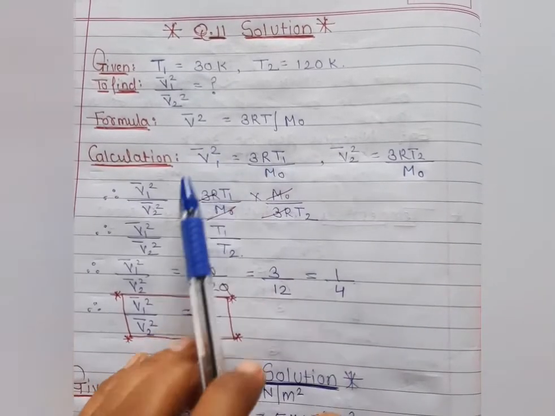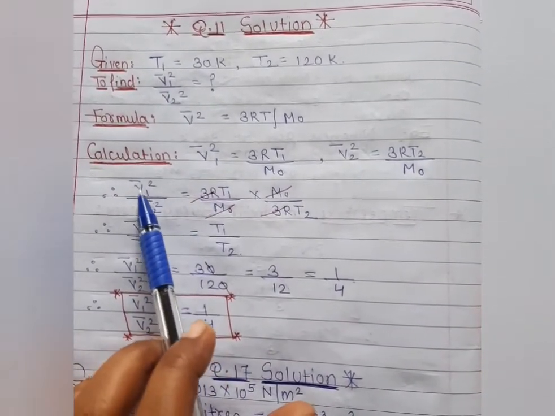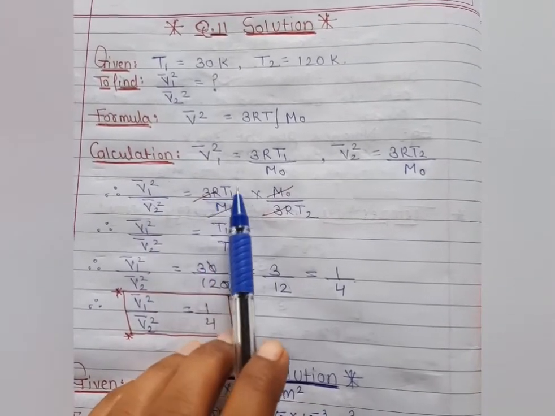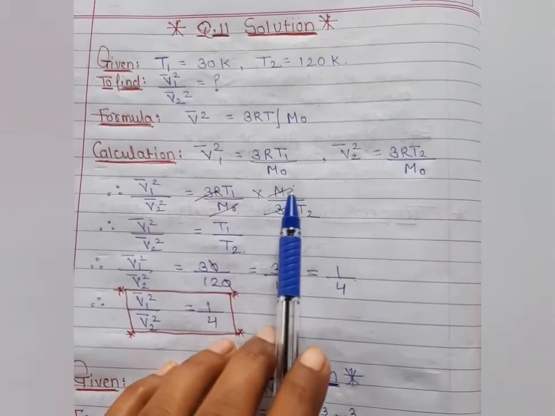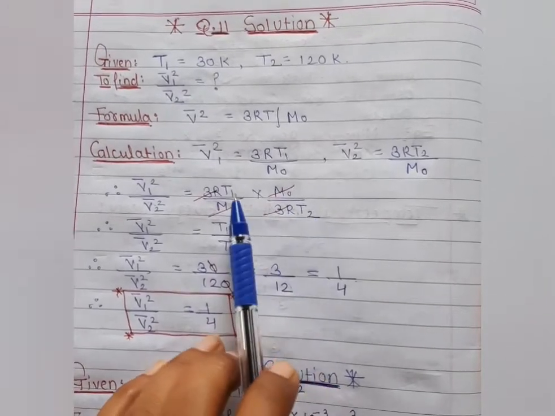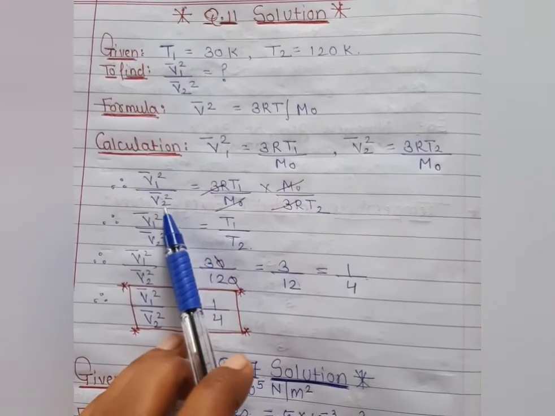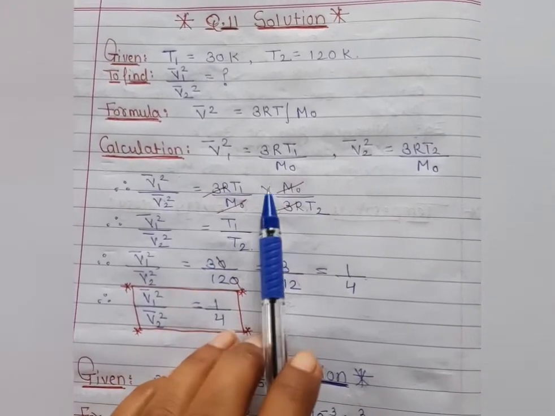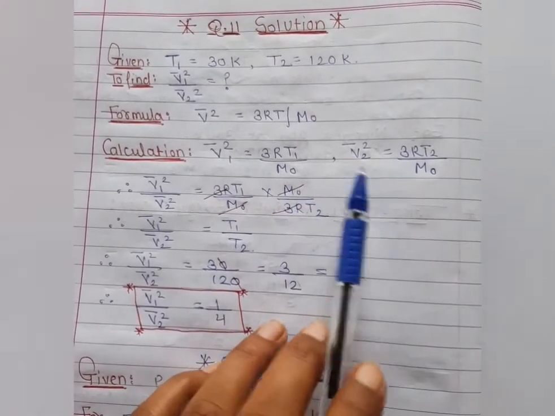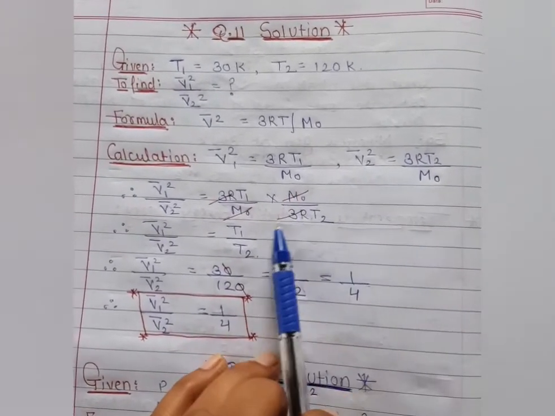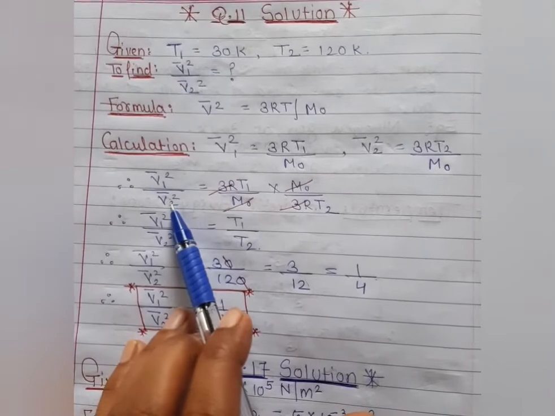Let's go for the ratio of this formula. So V1 square upon V2 square is equal to 3RT1 upon m naught into m naught upon 3RT2. As you know very well, students, the V1 term stays as it is and the V2 term is the reciprocal, that's why the terms are inverted. M naught is in the numerator and 3RT2 in the denominator, according to this condition.